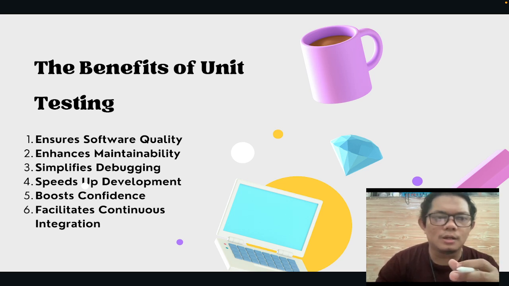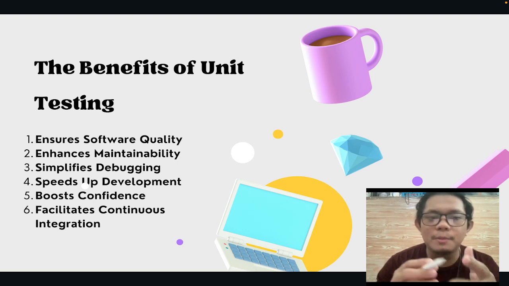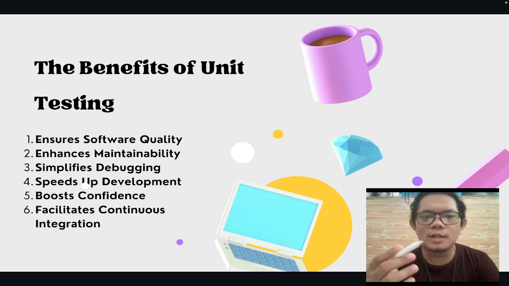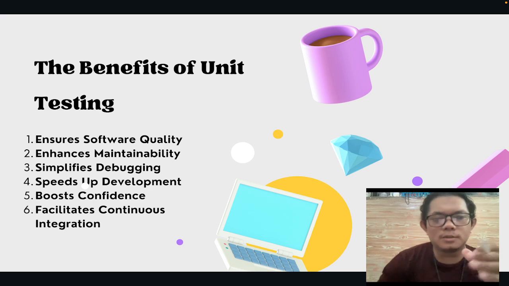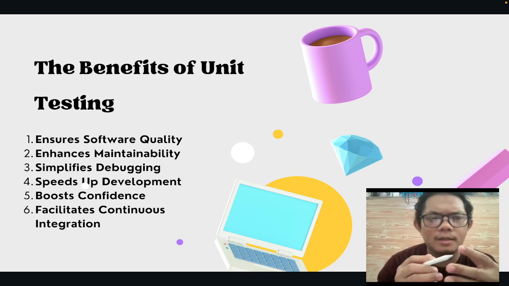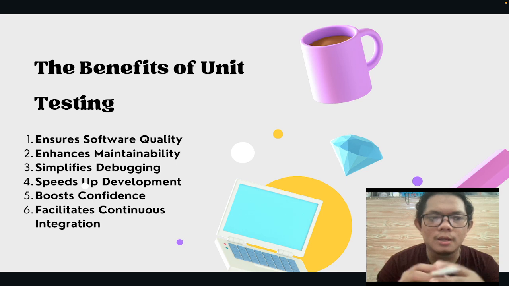And the third one is simplified debugging. It means if there's an error in a unit, unit testing helps pinpoint the location of the error quickly, facilitating the debugging process. And the fourth one is speeding up development. It means by testing at the unit level, developers can identify issues early. It will reduce the number of accumulated bugs and speed up the overall development process.